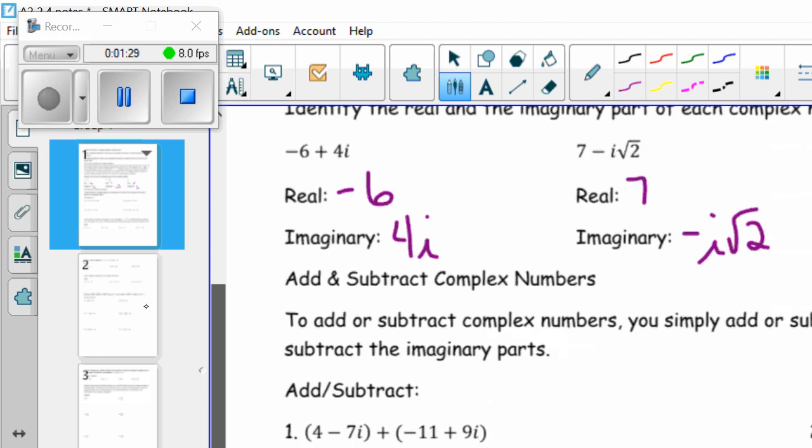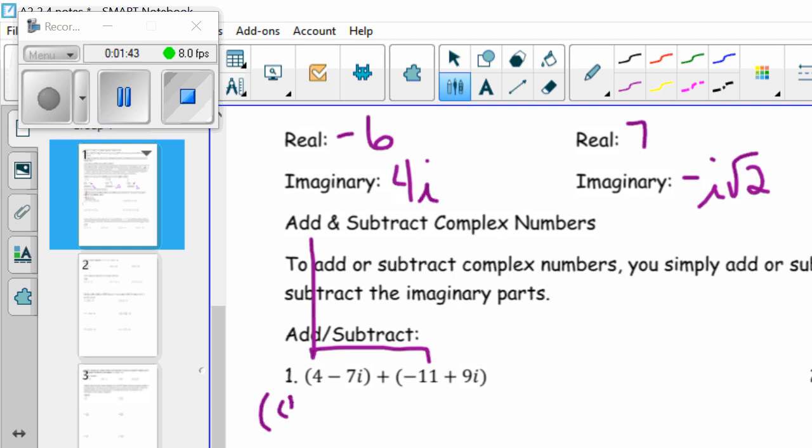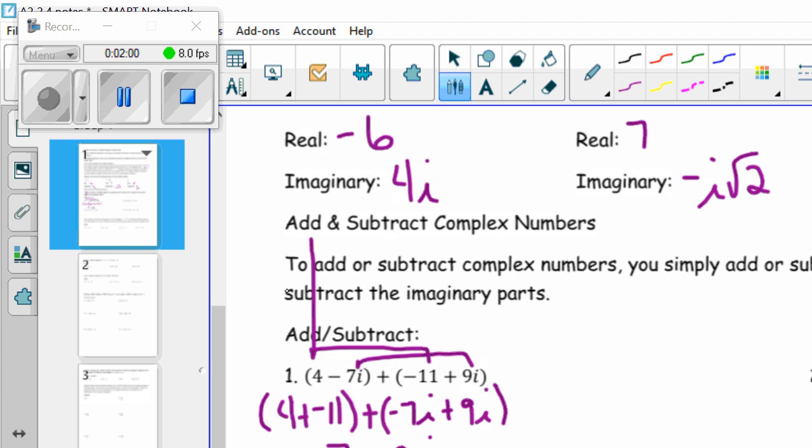So now we're going to talk about adding and subtracting complex numbers. To add or subtract complex numbers, you simply add or subtract the real parts, then you add or subtract the imaginary parts. So the real parts, 4 and -11, are going to get combined. So I'm going to have 4 plus -11 plus, then I take the imaginary parts, -7i plus 9i. So 4 plus -11 gives me -7. -7i plus 9i gives me plus 2i. That is my answer, -7 plus 2i. We want to make sure that we put it in standard form, a plus bi. The real part always comes first, then the imaginary part.